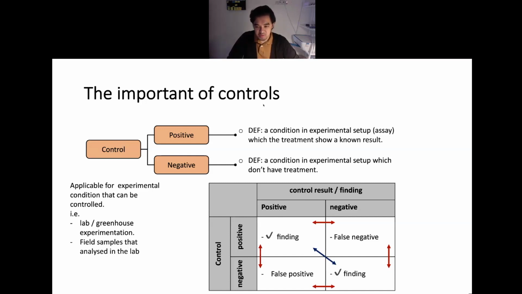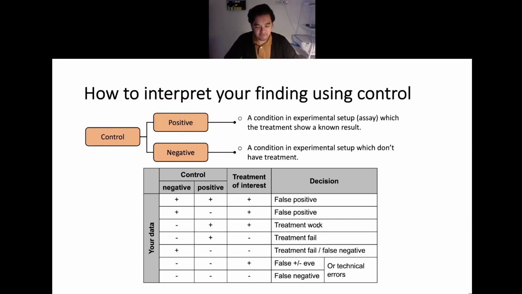Okay, so when you do your finding, the reason you have this positive and negative control is you want to make sure that you are not committing a false positive or a false negative finding. Okay, you don't have a false positive result. If we look through here, for example, you have your control here, the negative, you have the negative result. Okay, this is your negative control. This is your positive control, and this is the treatment of your interest.